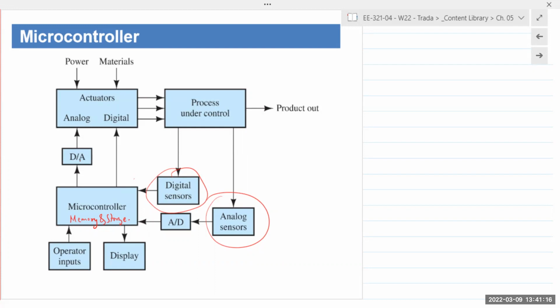Like optical encoders and things like that. No, an encoder is just an encoder. Yeah. It just encodes information.